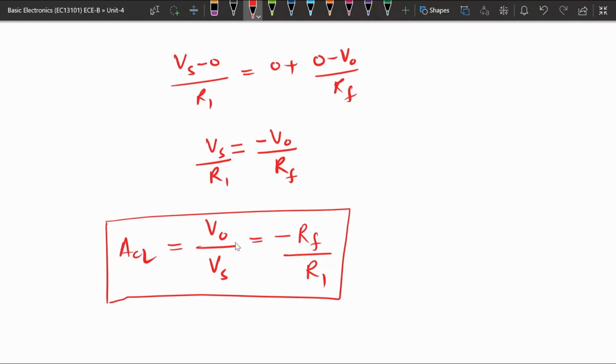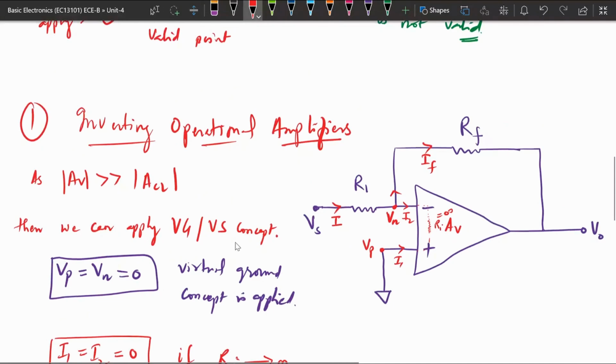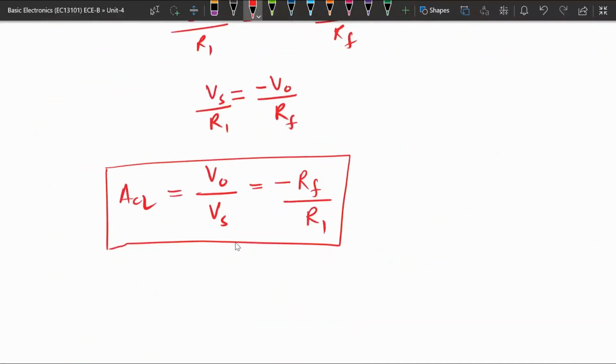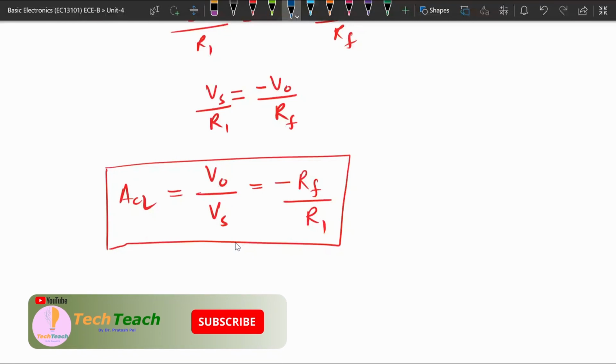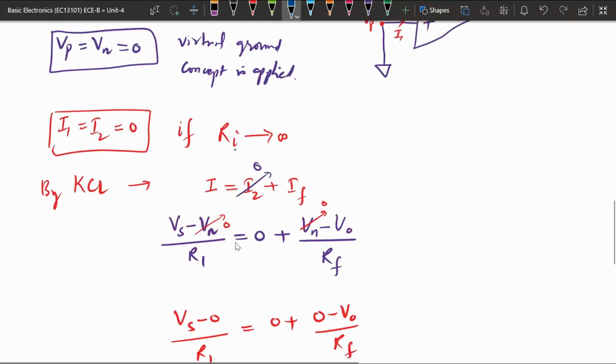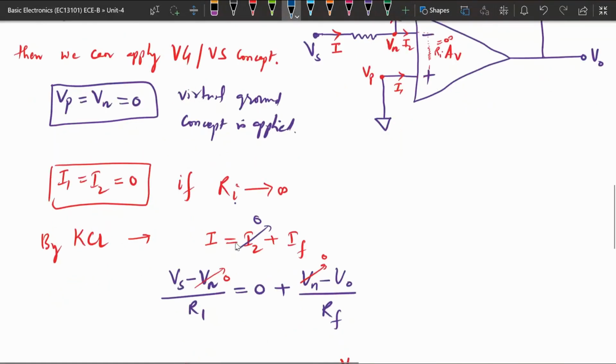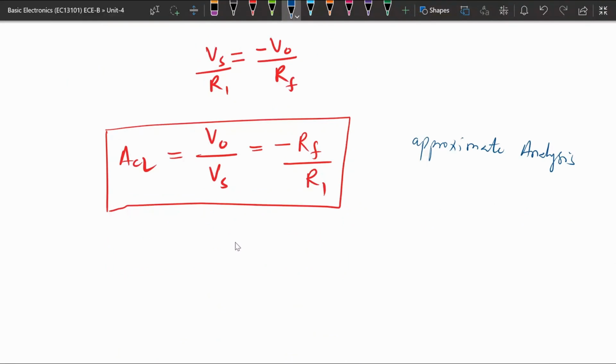So the closed loop gain in case of inverting is given by minus Rf by R1. This analysis is called the approximate analysis. Approximate analysis means whatever closed loop gain we have got is by considering different assumptions, like assuming Vp is equal to Vn. That's why the closed loop gain that we have found, minus Rf by R1, is considered the approximate value. This is by approximate analysis.